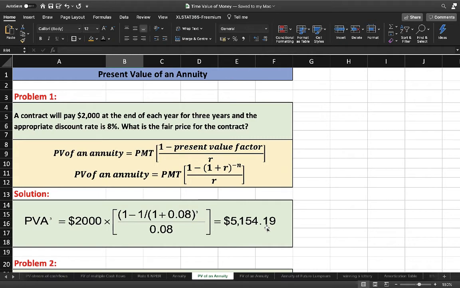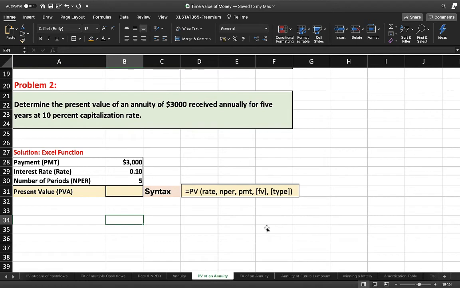To make it more simple, I can solve it with the help of an Excel function. I have taken another example to show you how to solve this question with the help of Excel function. The question given here is: determine the present value of an annuity of $3,000 received annually. So PMT is $3,000 for 5 years. The number of periods is 5 years at 10% capitalization rate. So the interest rate is 10%. So how to solve it?